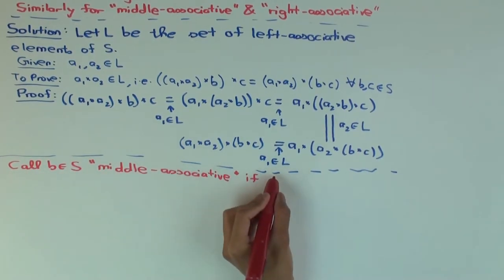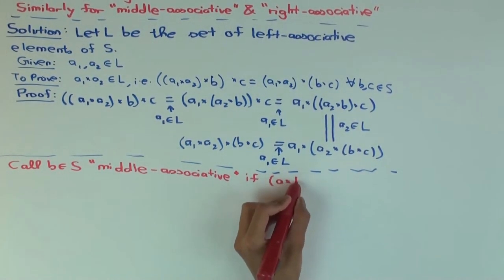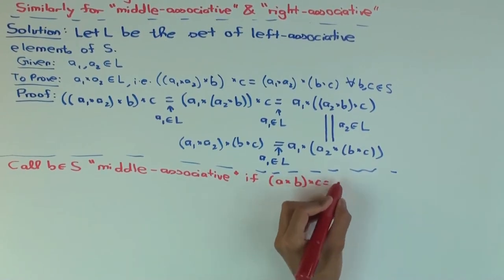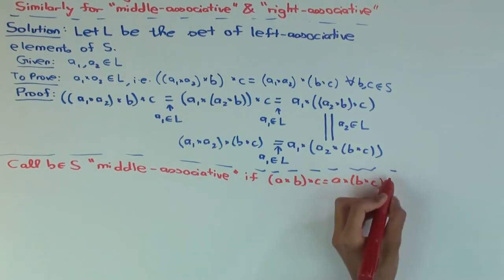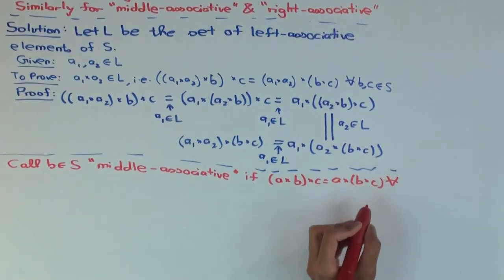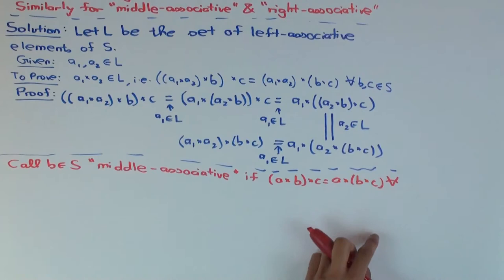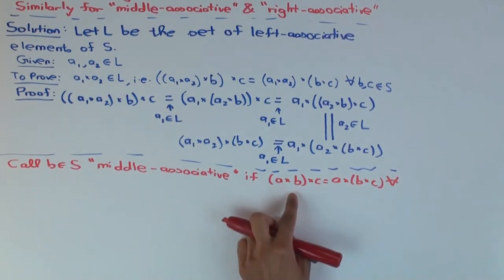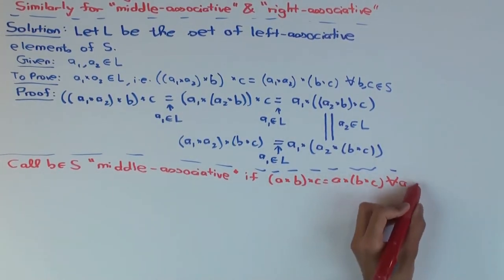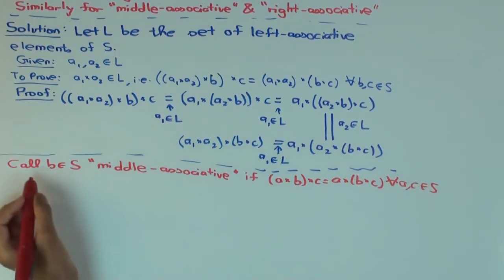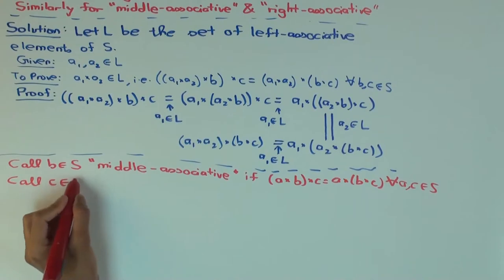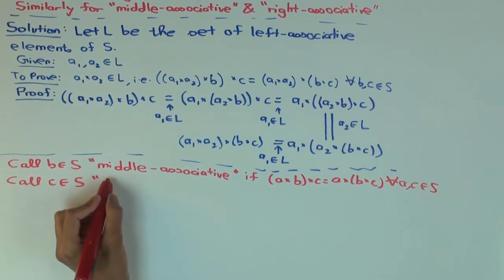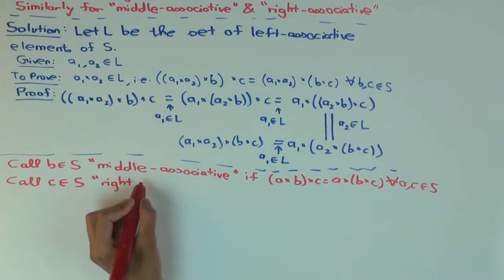If, just write it here, for all... now what do you put here? For all what and what? B is already fixed. A and C. That's all it means to be middle associative. You see what's happening? You fix the letter there and then let the other ones vary arbitrarily.